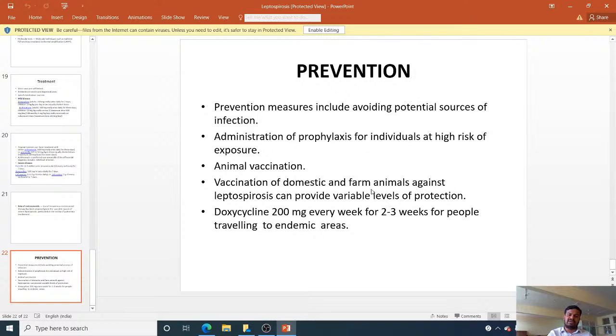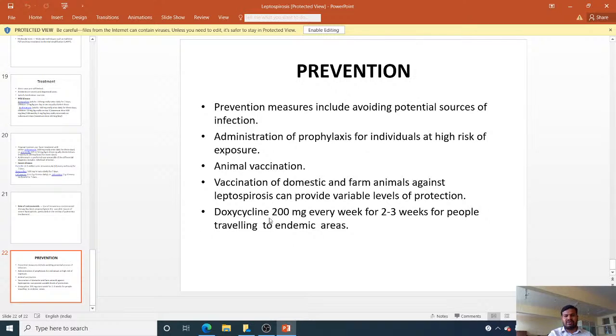So vaccination is one of the mainstays in prevention, and there have been many studies. For people who are going into endemic areas, doxycycline 200 mg every week for 2 to 3 weeks is one of the prophylactic treatments to avoid leptospira infection. So we should also remember this.